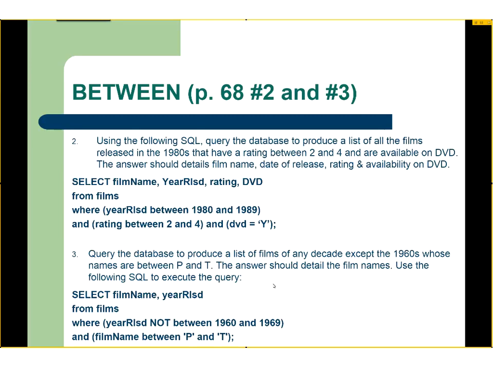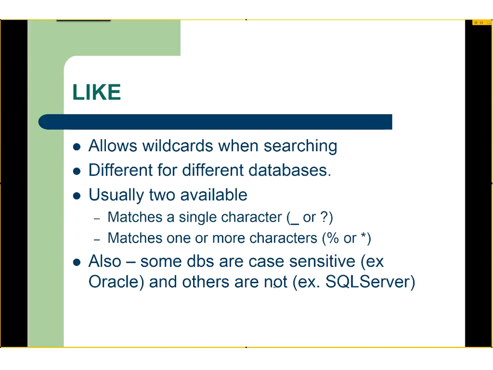So notice this one, between. I want the years in the 80s. Remember, it does include the endpoints, and the ratings were between 2 and 4, which means it's 2, 3, and 4. And it is on a DVD. The bottom one, I don't like films from the 60s for whatever reason, right? So years released not between 60 and 69, and film name between P and T. Now let's think about that. It'll give me all the P's, Q, R, S's. But remember, it's greater than or equal to, so actually if there was ever a movie named T, just T, it would include that as well.